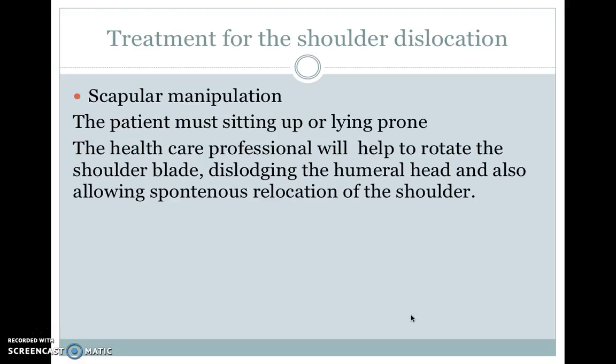Treatment for shoulder dislocation. Scapular manipulation. The patient must sit up or lie prone. The healthcare professional will help to rotate the shoulder blade, dislodging the humeral head, and also allow the spontaneous relocation of the shoulder.